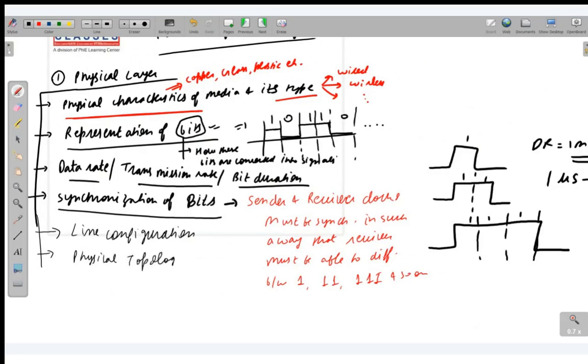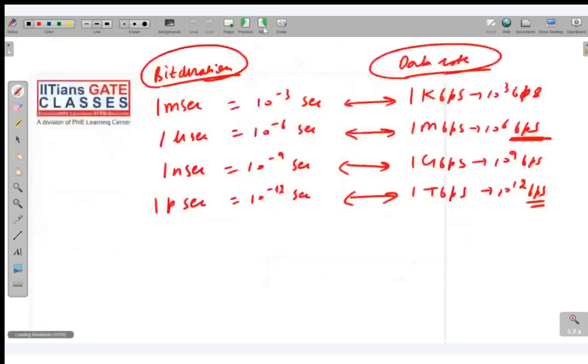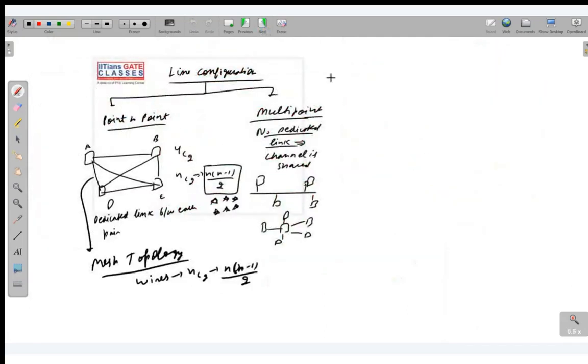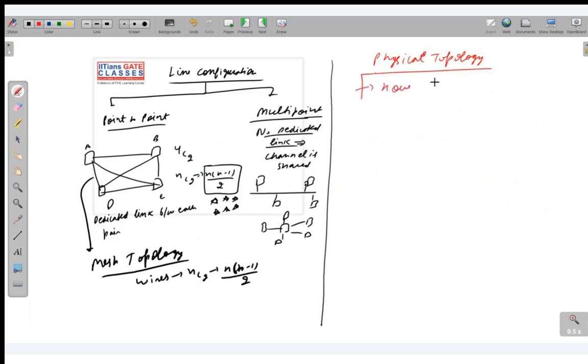Physical topology means physically how the network looks like, or how the network is laid out. That is physical topology. So there are multiple topologies.